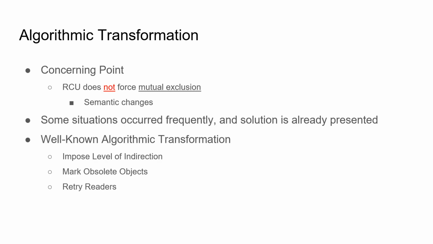But one of the biggest concerns with RCU is that it does not enforce mutual exclusion, which means only either one reader or writer can access at the same time, so it cannot completely be a substitute. Hence, there are many algorithms that use RCU and apply new techniques to solve the problem.